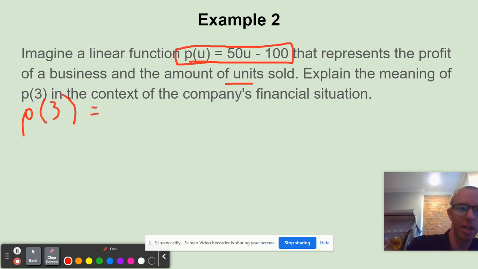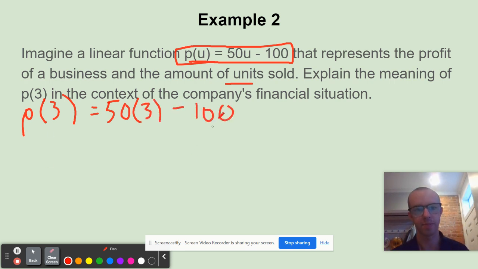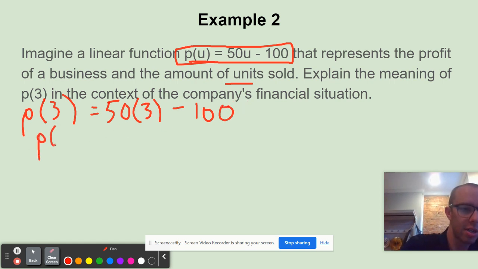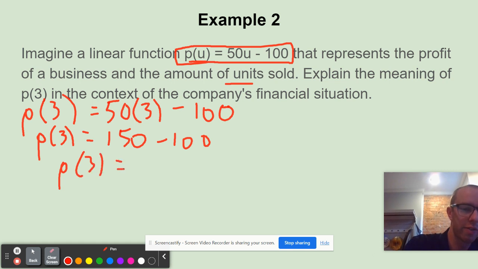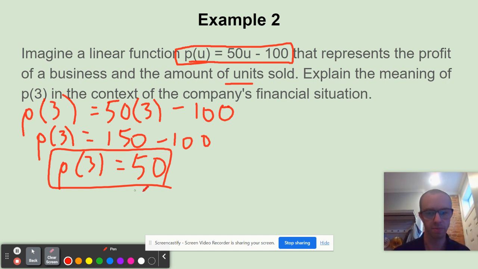By plugging in a 3, this is from yesterday's video, into the function. So I'm going to solve this. The P of 3 equals 150 minus 100, which is 50. So what does this mean? It means that when I input a 3, it outputs a 50.